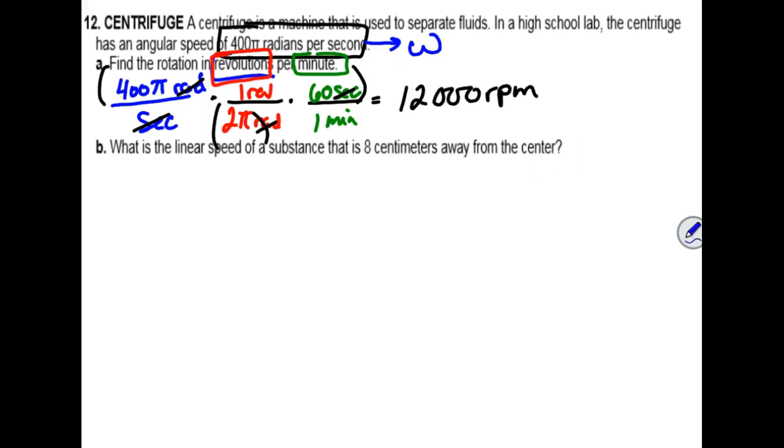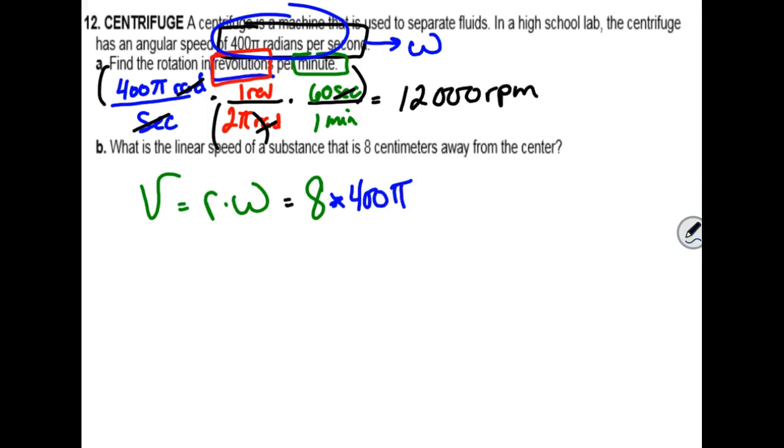Unfortunately, part B, they want me to find the linear speed, which I'm just going to go back to my favorite formula, r times angular velocity. So the radius of this centrifuge is 8 centimeters. The angular velocity, remember, in order to use this formula, it has to be the radians per time. So I'm going to go back and use this guy. So my labels here, let's see, this is centimeters, and this one, remember, was measured in radians per second.